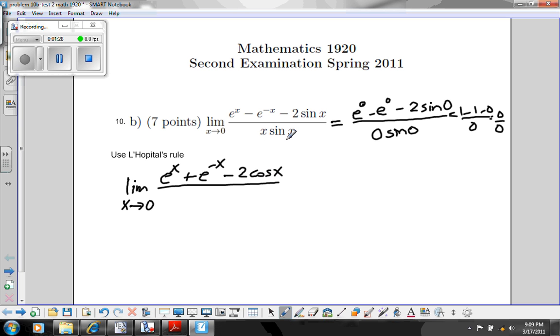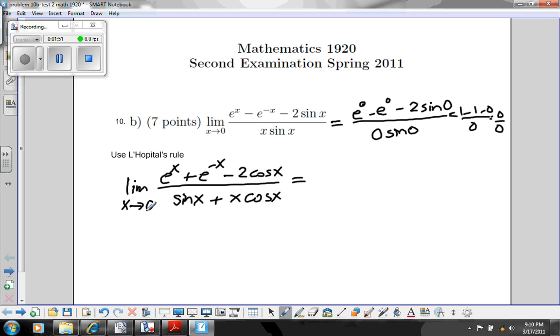Now in the denominator you need to use the product rule because you've got x, which is a function, times sin x. So let's use the product rule. The product rule says the derivative of the first one, which is 1, times the second one, which is sin x, plus the first function, which is x, times the derivative of the second function, which is cos x.